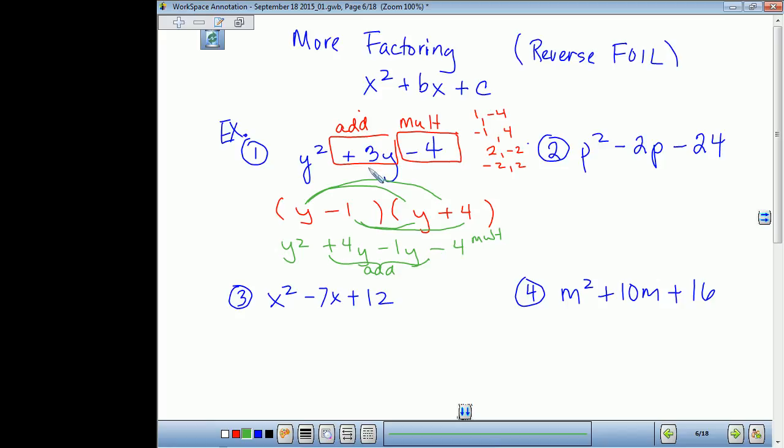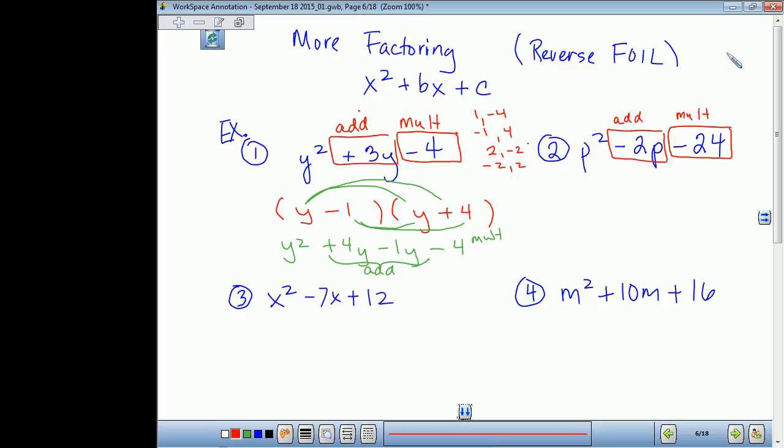Now after we do 4 of these, I will accept questions. Okay? So let's take a look at the next one. Number 2. p squared minus 2p minus 24. We're going to take that same route. We're going to ask ourselves, what can I multiply to get negative 24 that I can add to get negative 2?